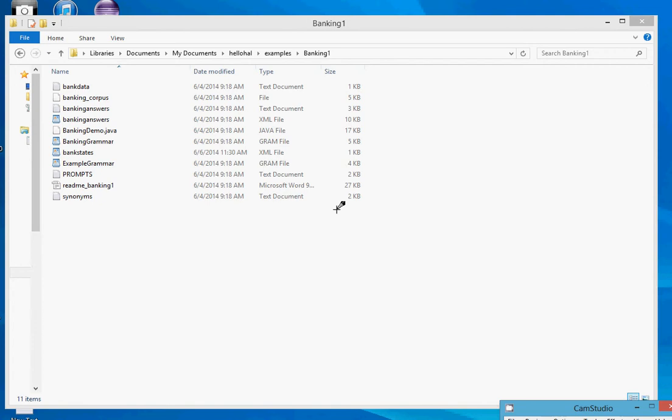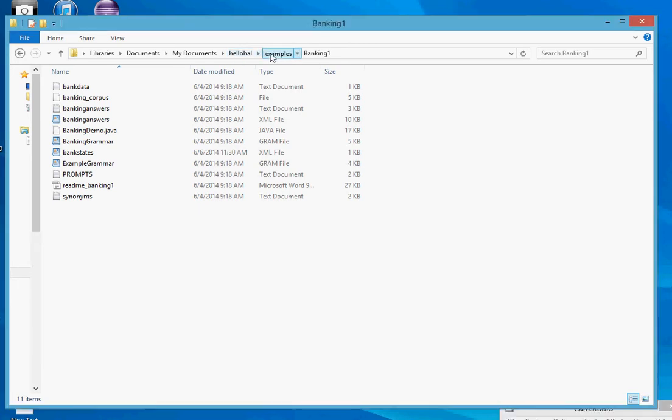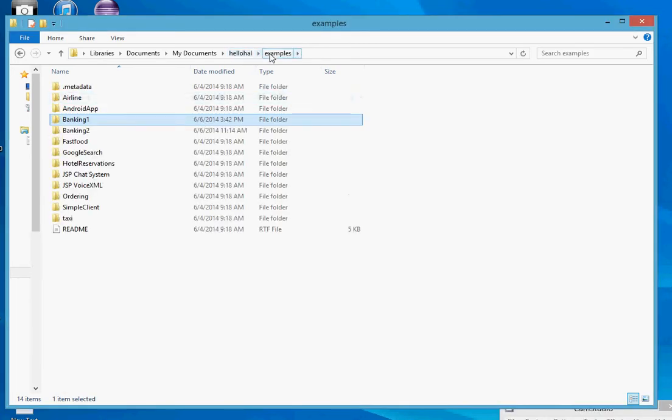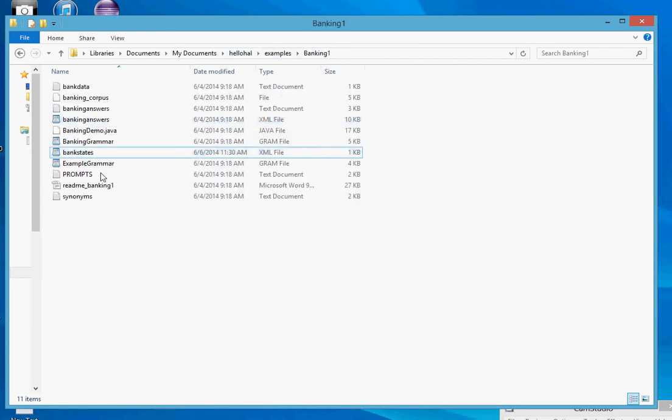This requires that you've already installed the software helloHAL, and here I have it installed in my computer, and I'm going to go to the examples directory, and I'm going to go to banking one. Now, banking one is the most basic example that is provided with the software for beginners to get people started on the concepts of helloHAL.